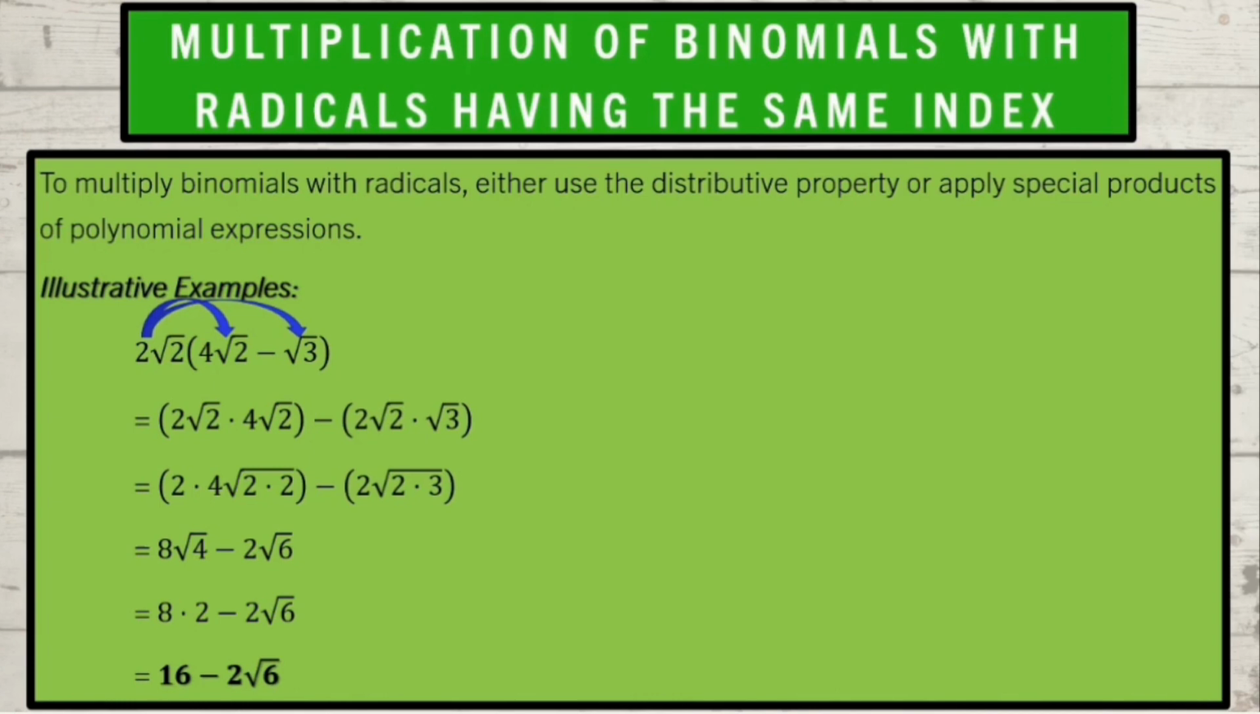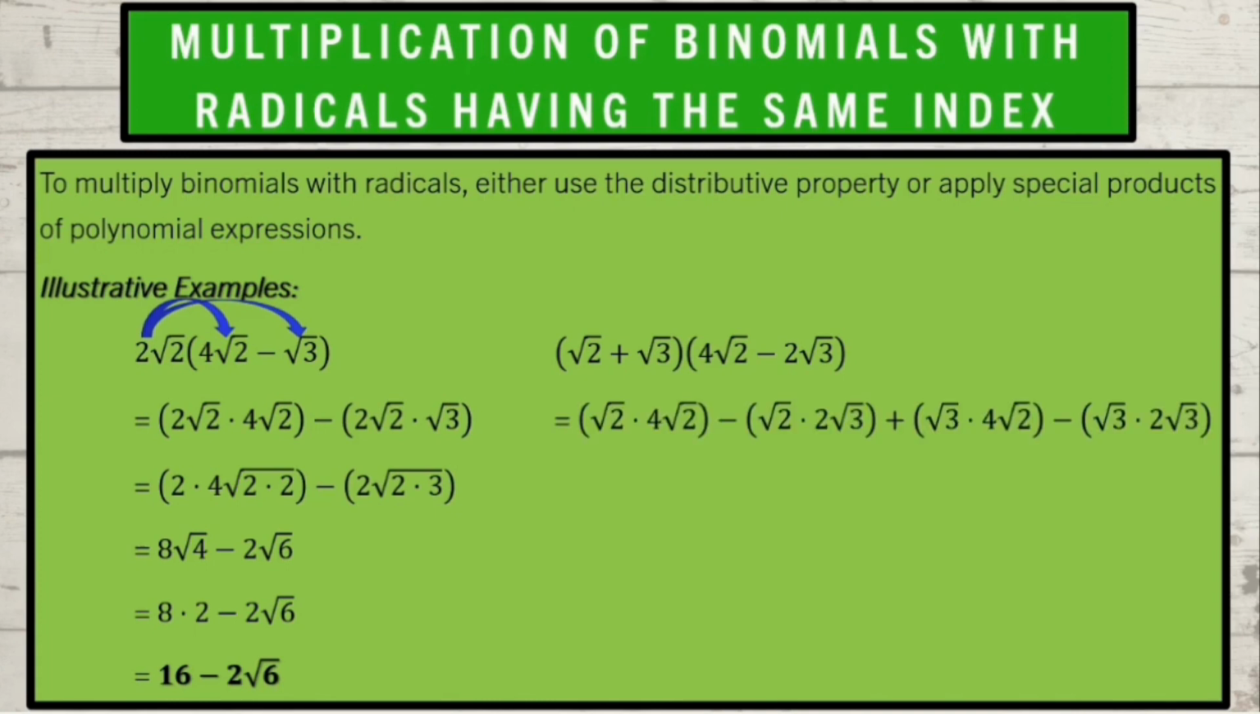To multiply radical expressions with two terms, use the FOIL method as in multiplying polynomials. Let's have the second example. The quantity of the square root of 2 plus the square root of 3 multiplied by the quantity of 4 square root of 2 minus 2 square root of 3. We are going to apply the FOIL method.